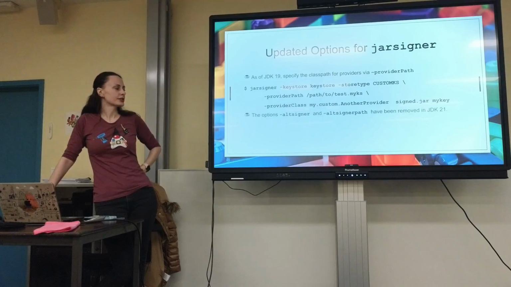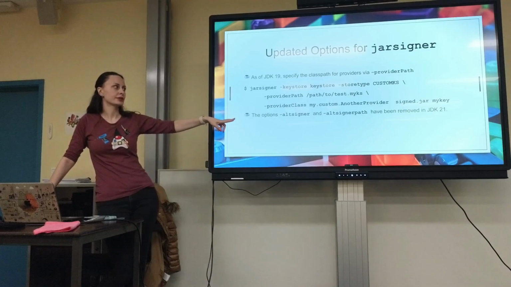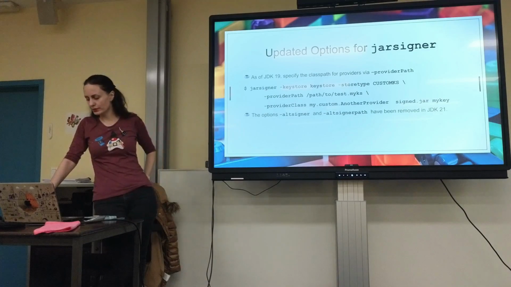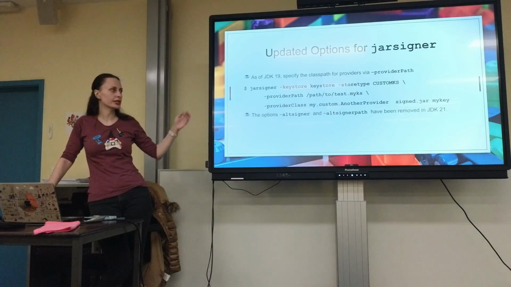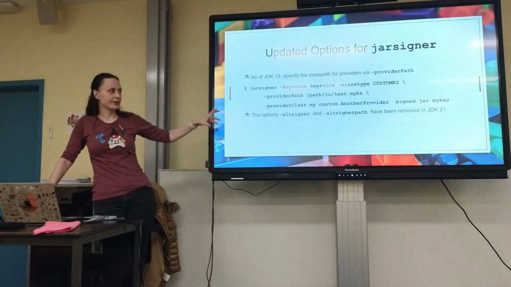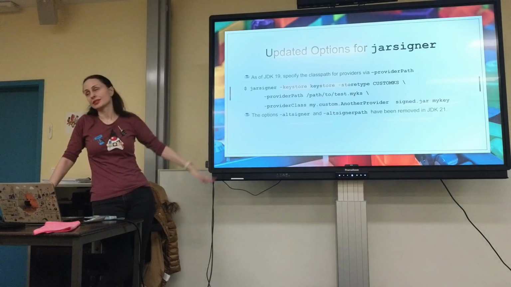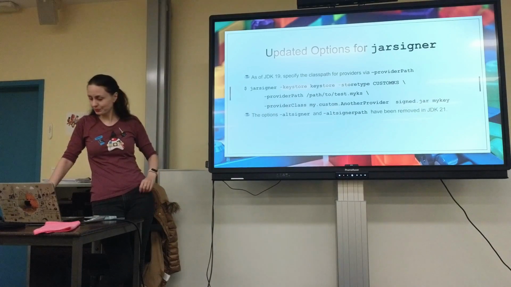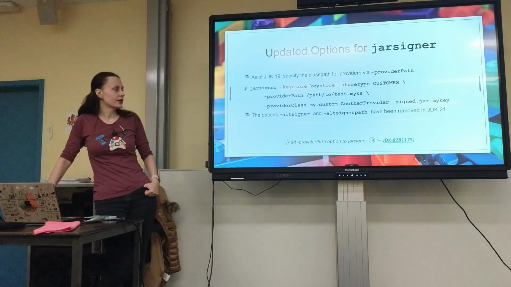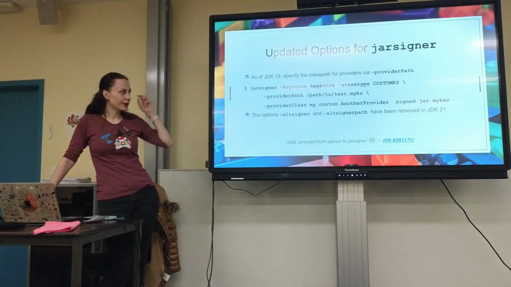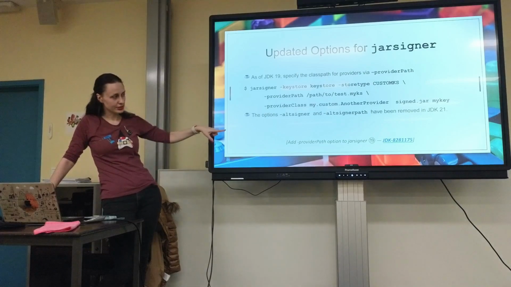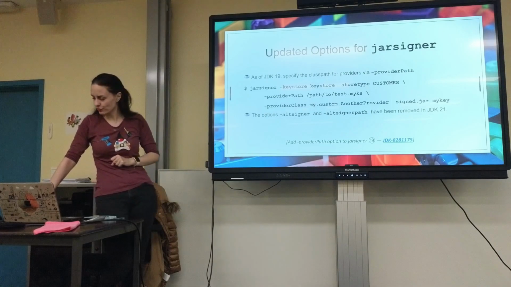And of course, there are some removals. -altsigner and -altsignerpath have been removed in JDK 21. So if there's any tool chain that uses them, starting with JDK 21, that's not available anymore. And all the changes regarding the -providerPath are listed in there in the JDK change.